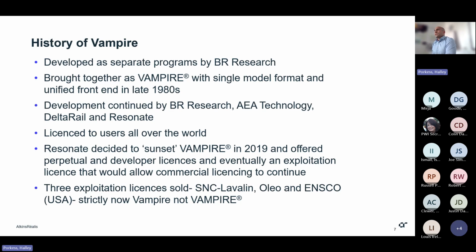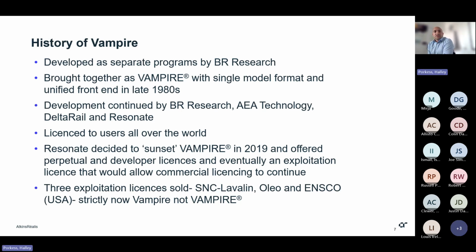Vampire has its history back in, I think, the late 70s, early 80s. It was initially a bunch of different programs, and then brought together as Vampire, with a unified front end and a single vehicle model format in the late 80s. Then the developments continued throughout different companies. It's been in the hands of BR Research, AEA Technology, Delta Rail, and Resonate. In that time, it's been licensed to users all over the world.